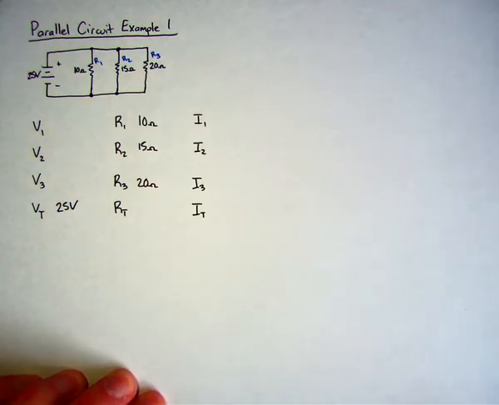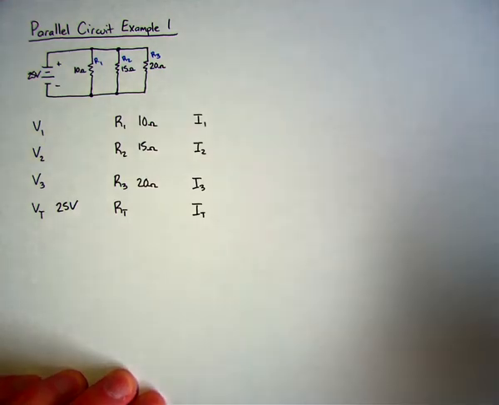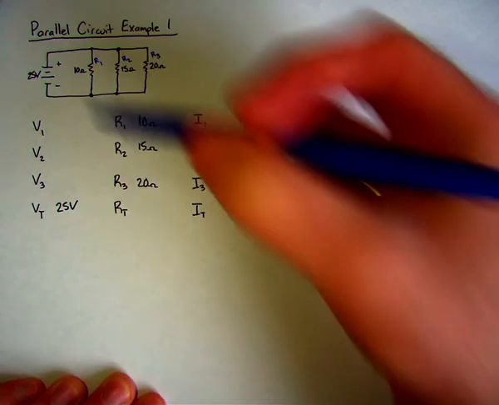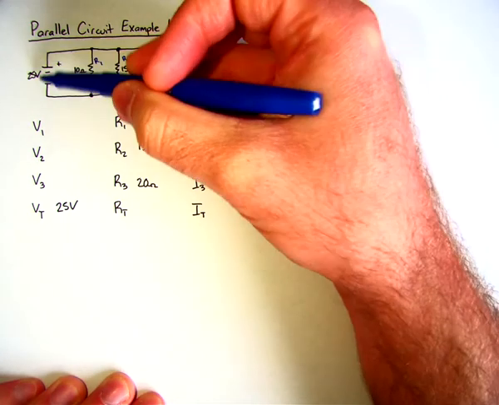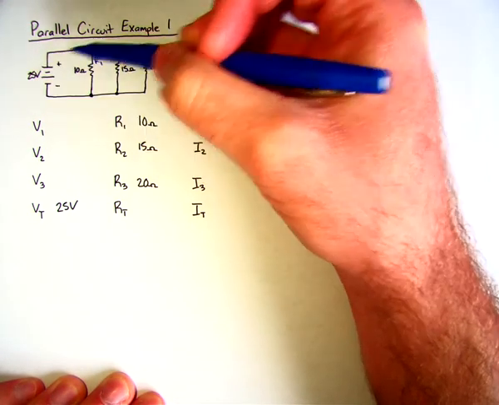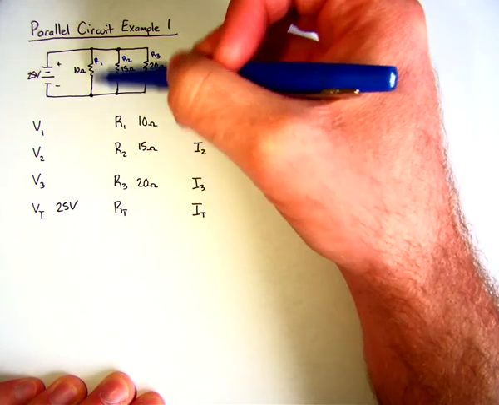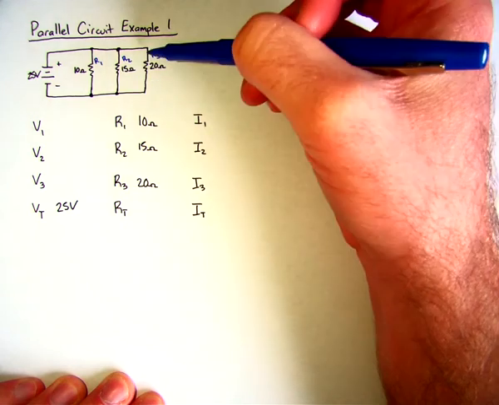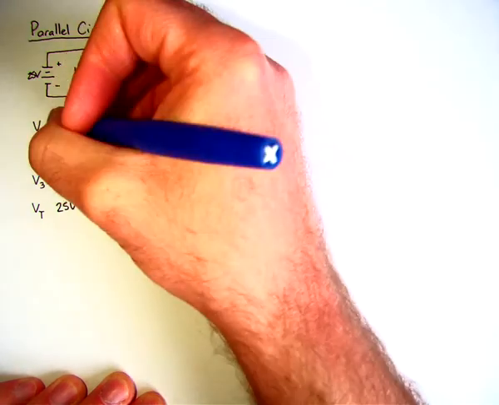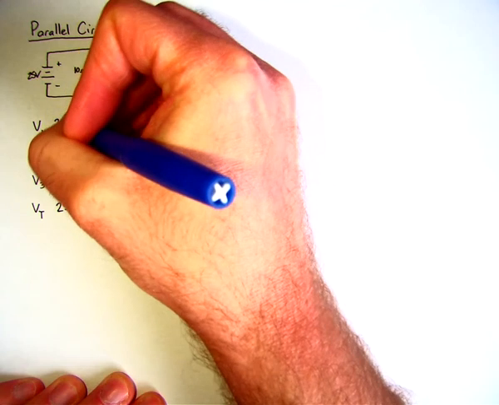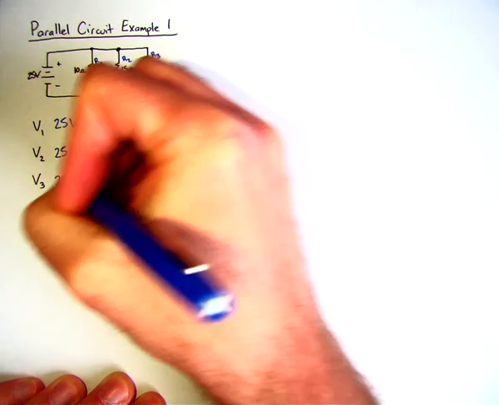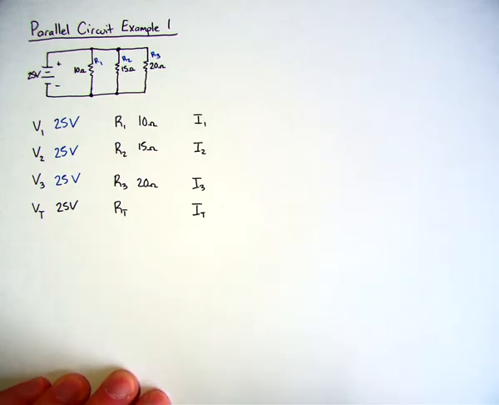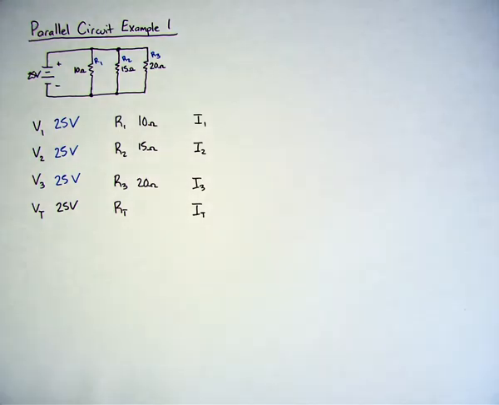Since I have a parallel circuit, I know that the voltage drop across each branch is going to be equal, and it's going to be equal to the voltage drop that we have in a power supply. So the drop here is 25 volts, the drop here is 25 volts, and the drop here is 25 volts. So for all three of these resistors, the voltage drop across the resistor is going to be 25 volts. So that I do know, and that's pretty important.